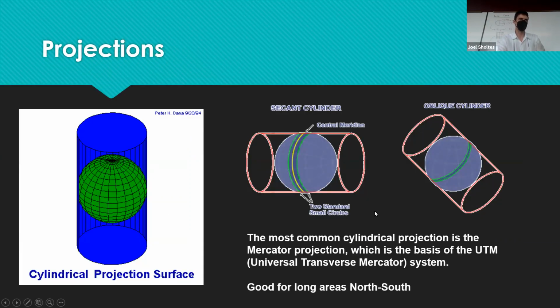Here's a cylindrical projection. This is good for long north-south areas. The UTM, the Universal Transverse Mercator system, is based off a cylindrical projection. And this cuts the globe into these slices that go up and down from the poles. We'll use UTM a lot. It's metric. And Colorado is mostly in one UTM zone, but towards the edge where we are, there's another one.